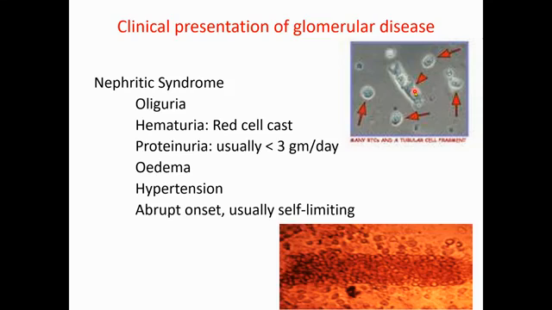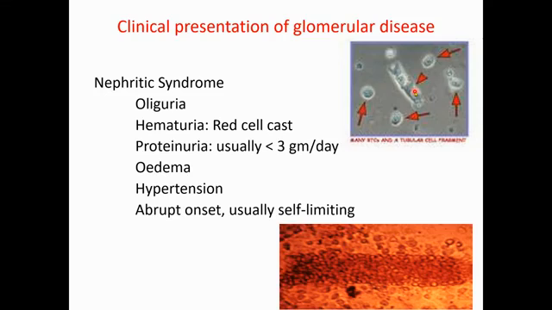Sometimes, if the pathogenic insult persists, this may progress to chronic glomerulonephritis, that is IgA nephropathy and diffuse membranoproliferative glomerulonephritis. In this group of patients, SLE sometimes presents with the nephritic syndrome.